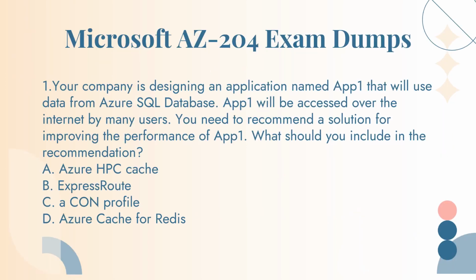1. Your company is designing an application named App1 that will use data from Azure SQL database. App1 will be accessed over the Internet by many users. You need to recommend a solution for improving the performance of App1. What should you include in the recommendation? A. Azure HPC Cache. B. ExpressRoute. C. A CDN profile. D. Azure Cache for Redis.